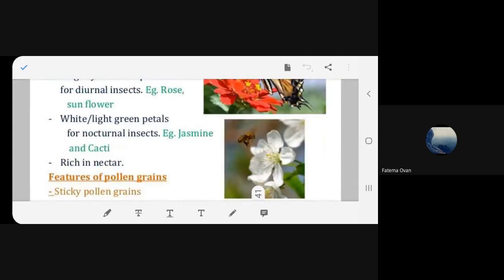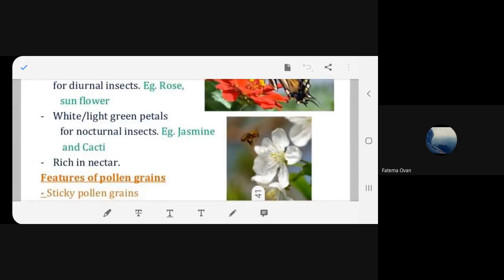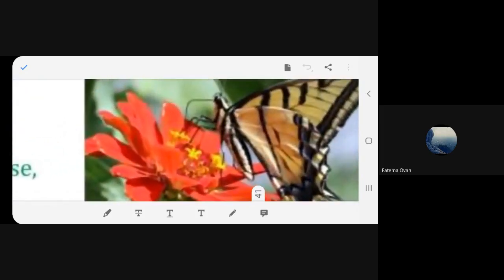Pollen grains obviously have to be sticky. That's the reason they stick to the wings of the insects. Can you see over here? When they are trying to suck the nectar, nectar is a juice. Honey is made from the nectar of the flowers by the bees, honeybees. So the honeybee is an insect. When they go to collect the nectar, the pollen from the anthers sticks to the wings of the insects, and then it is carried to another flower and pollination takes place.